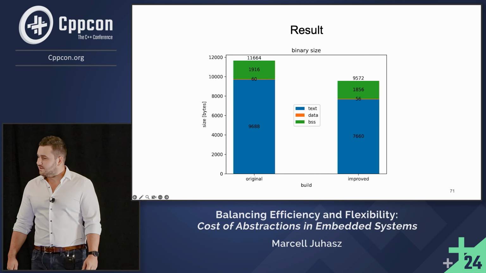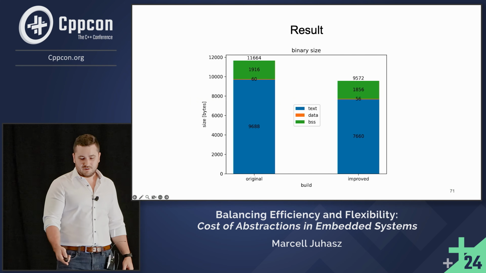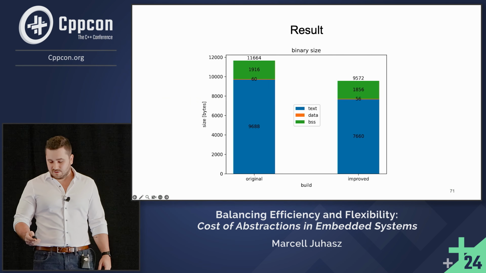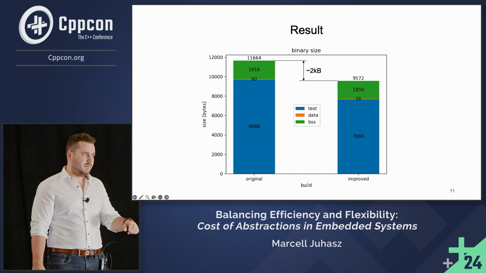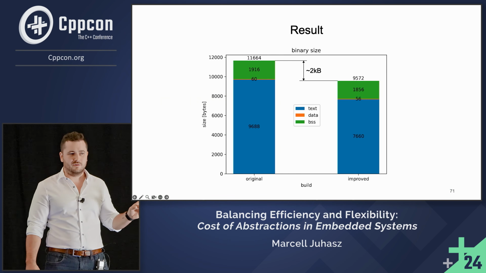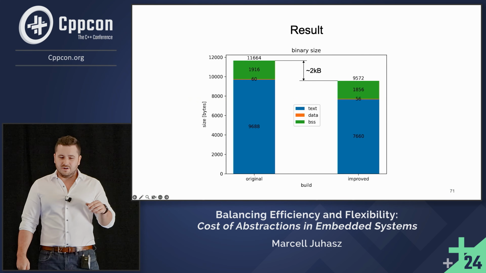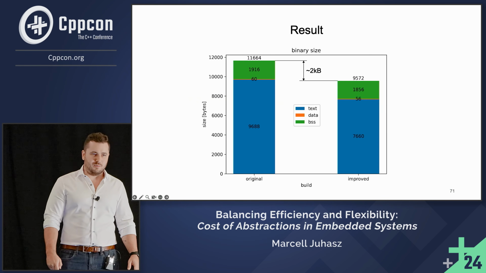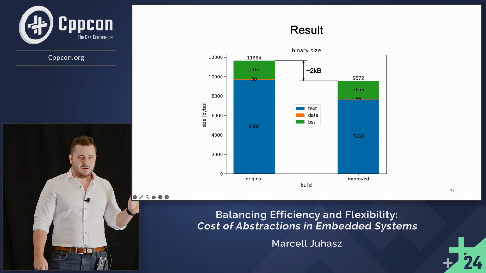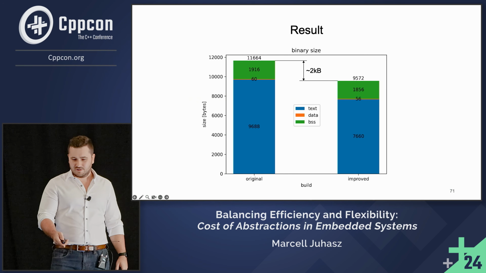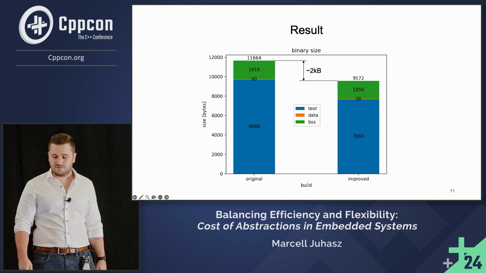Now, if we look at the results, they speak for themselves. We have the original version and the improved version, and there is a huge difference in binary size. It's around 2 kilobytes. And if you remember, I didn't even replace all of the modules in the implementation. And if you remember, there are devices with as low as 16 kilobytes of flash memory. So if this application would get a little bit more complex, this difference could even decide if the application is going to fit into the flash or not.